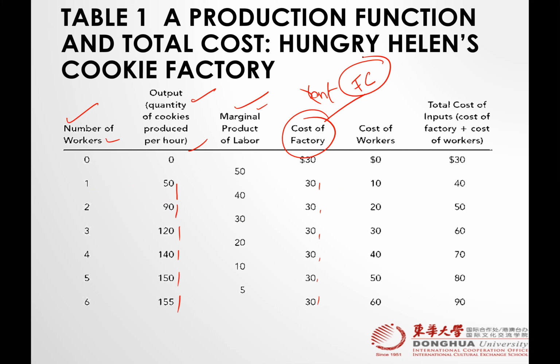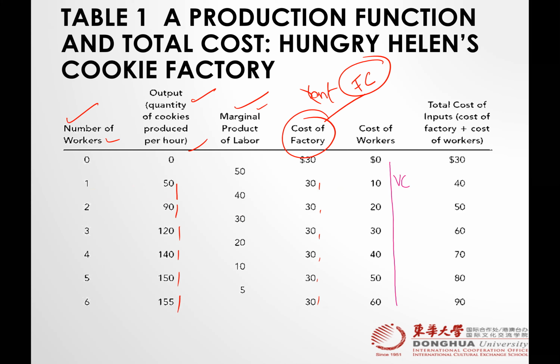And then what is the variable cost? You see here, the cost of workers when there was zero output is also zero. When they produce 50, the cost of the workers is 10. It means that with the increase in the level of output from 0 to 155, the cost of workers has increased. This is called the variable cost.